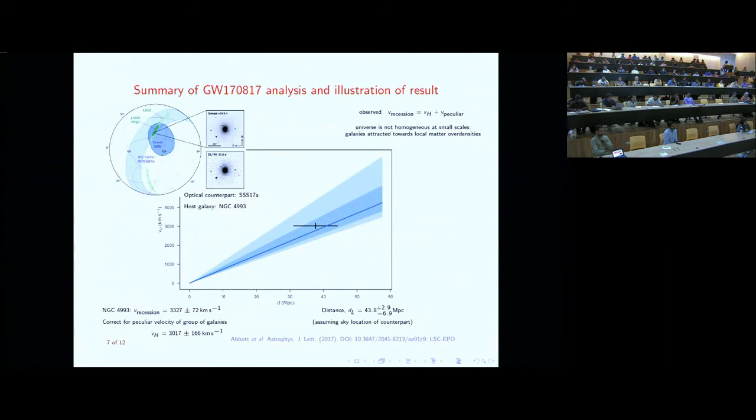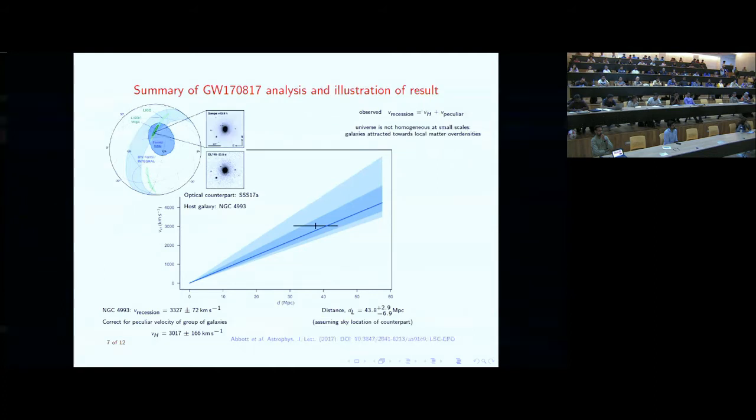We have an estimate of about 300 kilometers per second, which is about 10% of the total velocity. And we can correct for it, but during the process of the correction, we see that the uncertainties go up quite a bit.